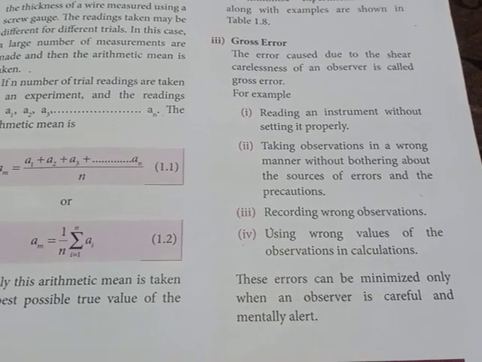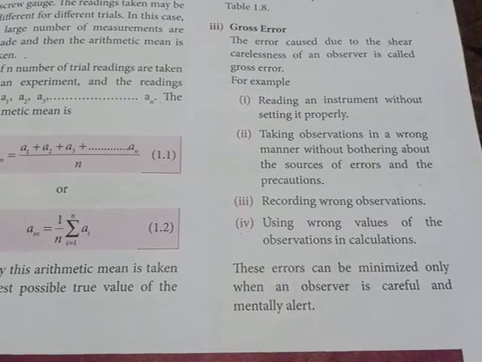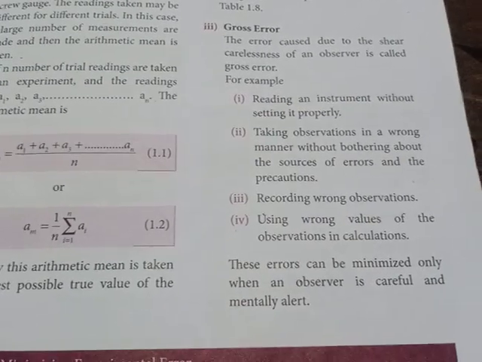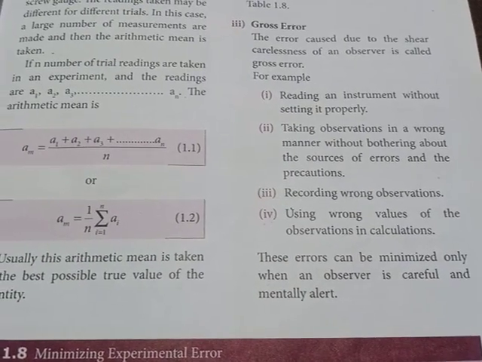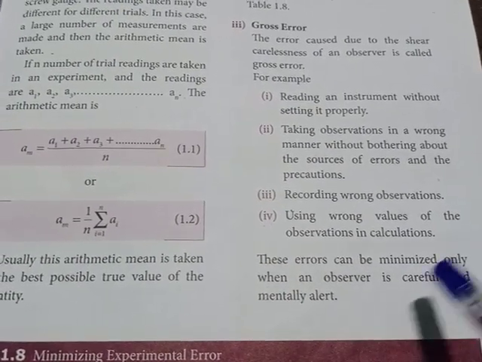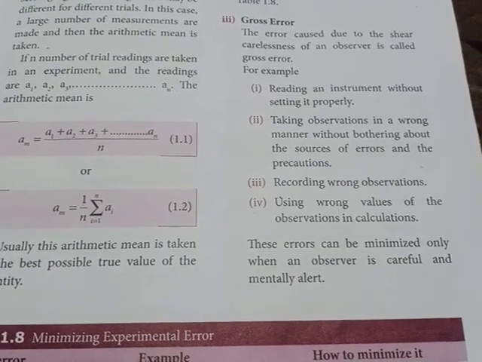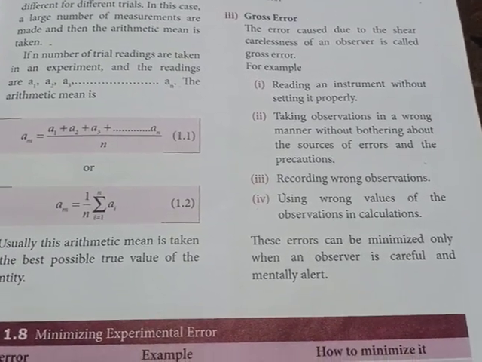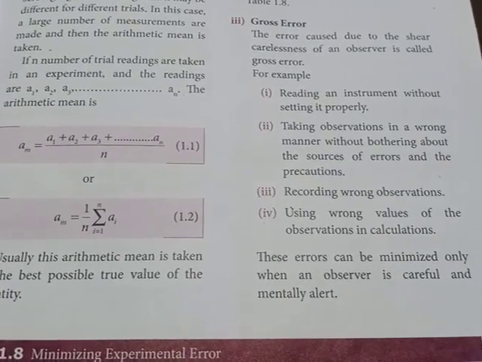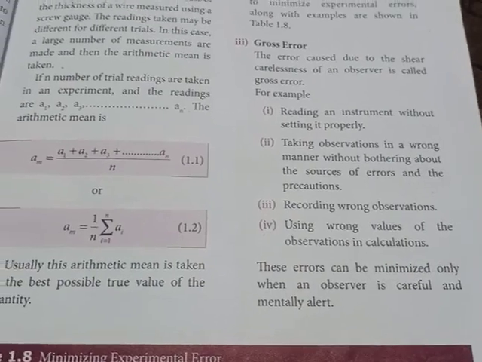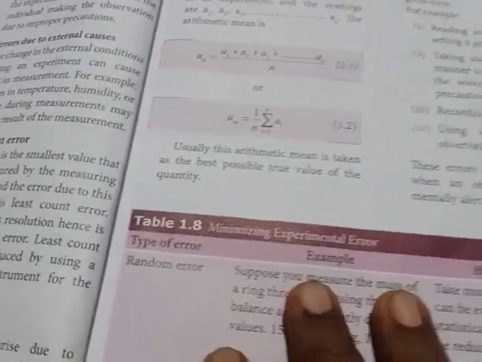Without setting up the experimental setup, we are taking the reading. Then taking the readings in the wrong manner. Then you check the reading 10.5 and you write the reading 10.1 or something. So wrong observation and using wrong values. That wrong value you use for calculation. These are the reasons why gross error occurs.